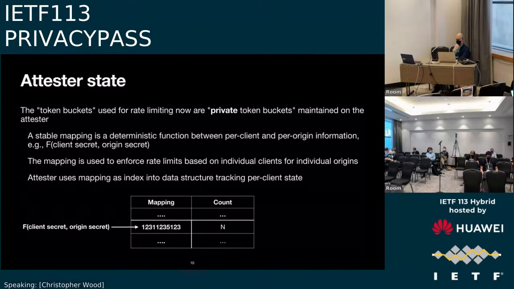This mapping is basically an index into whatever other data structure you'd like to use for enforcing rate limits. If you think back on the token bucket example, you would use it as, for example, the hash table index that you would use to store and associate your token counts for that particular client per origin bucket. And so the flow would be the attester computes this mapping, looks up in this table, and then applies the rate limiting policy.